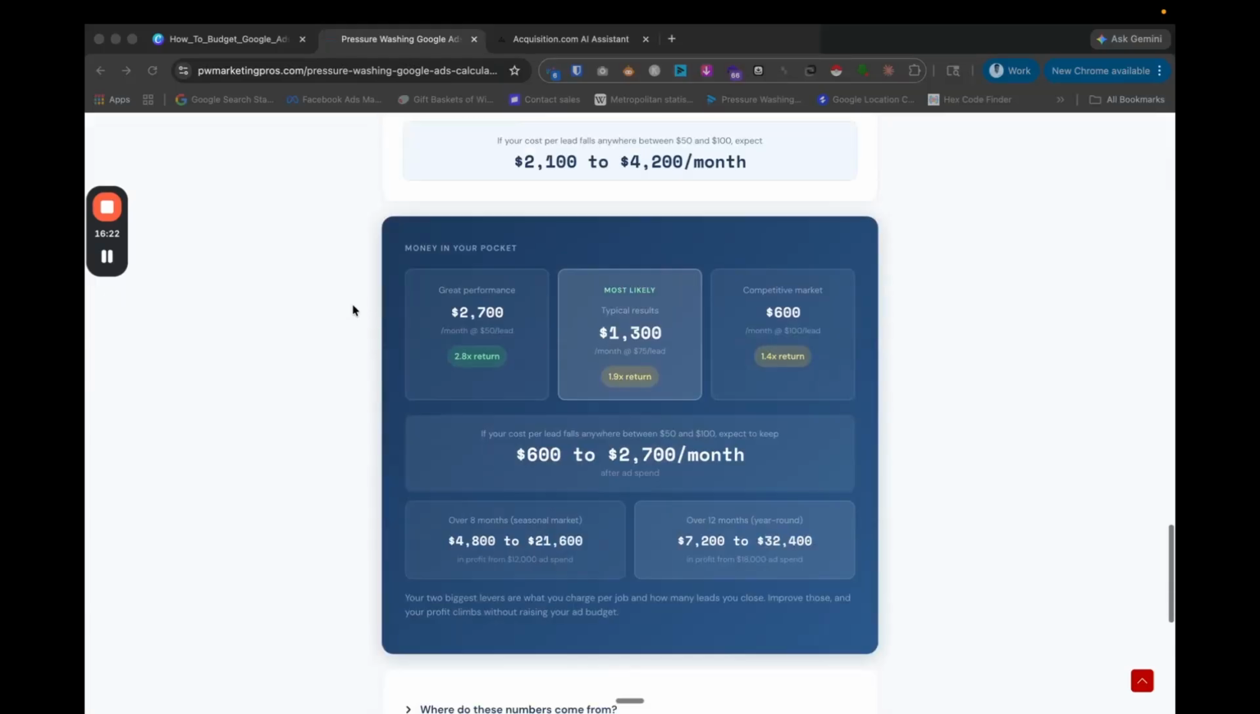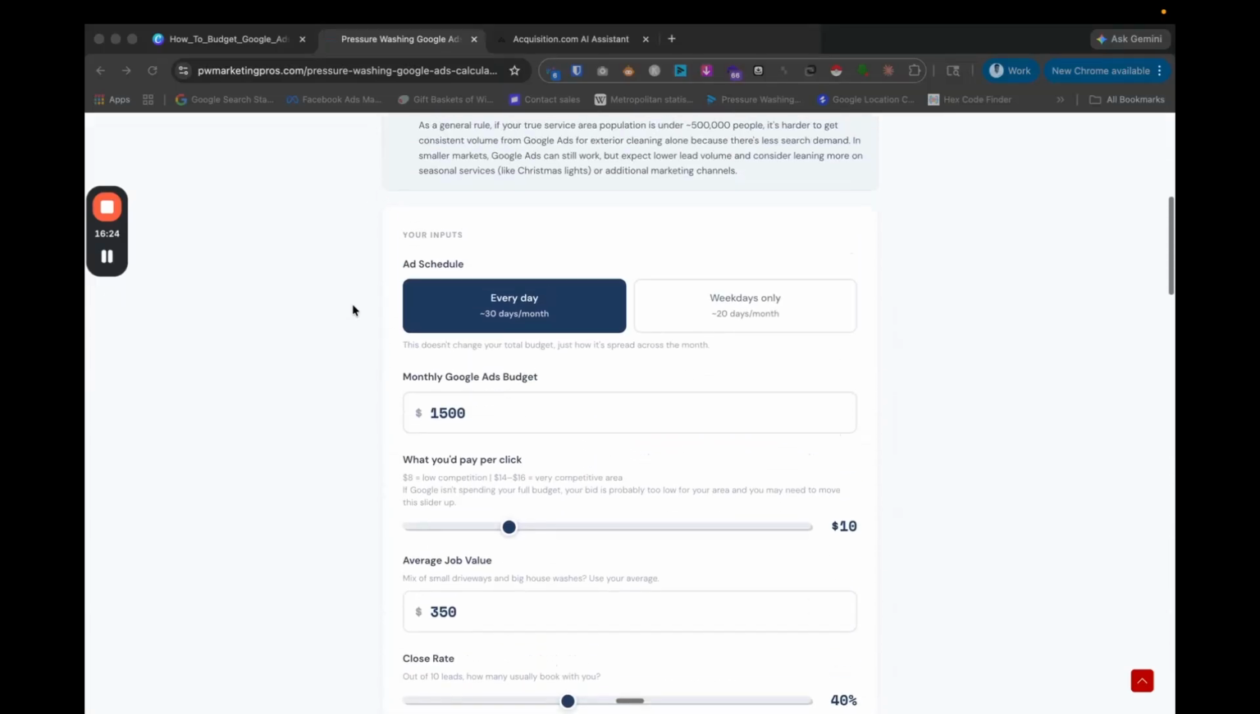All the things that I just talked about right now, you can plug your numbers into this, and this will give you the exact numbers and what you can expect when it comes to your Google Ads. So let's run through a scenario right now. I'll do 2 scenarios. I'll do a scenario where you have a healthy budget, and I'll do a scenario where you don't have a healthy budget.